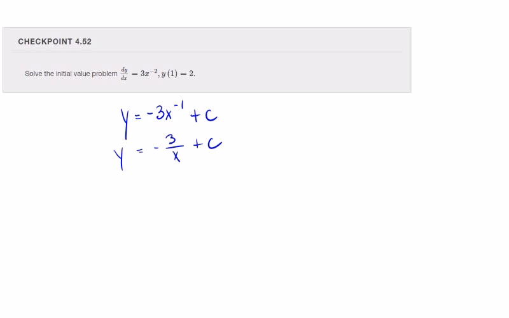All right, so now let's plug in our initial conditions, and let's solve for c, okay? So go ahead and plug in 1 for x, right? That's our x value. And then go ahead and plug in 2 for y, our output value. And go ahead and solve for c, okay? All right, if you got c equals 5, good job. And finally, go ahead and write out our final answer, which is our final equation, y in terms of x, okay, with our constant included.